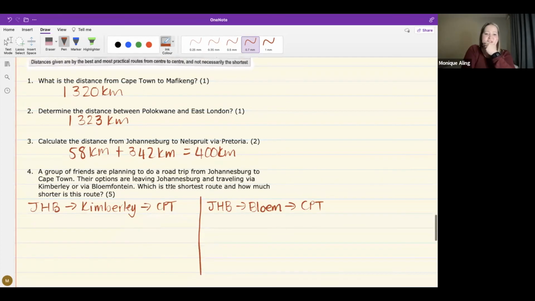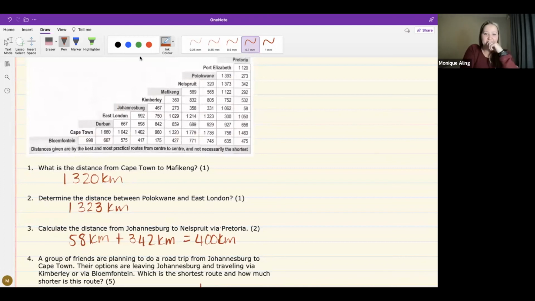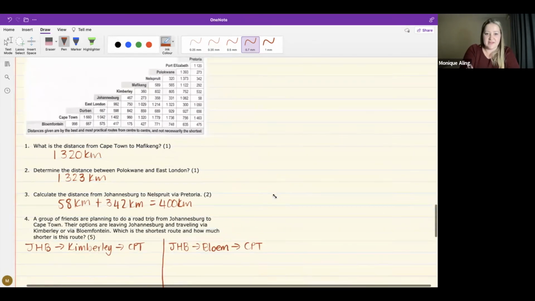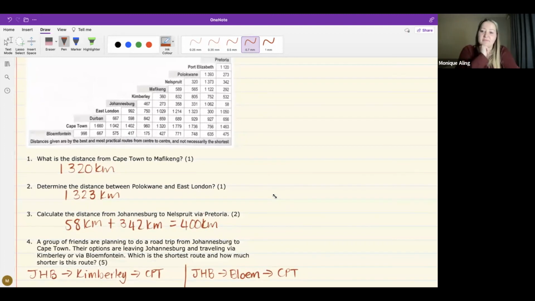Oh, apologies, guys. There we go. I'm going to zoom out slightly just so you can see the routes at the bottom there. So all the information is on one page.